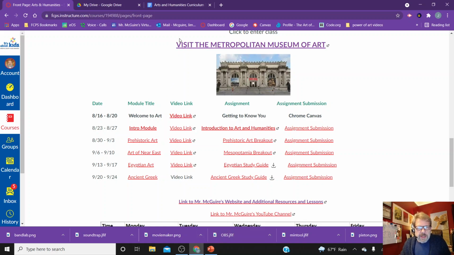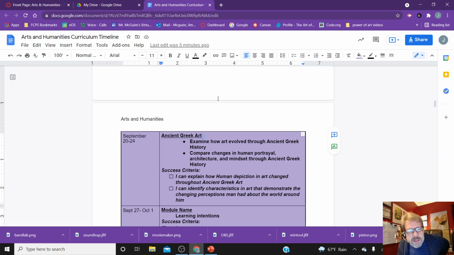Today we're going to start by taking a look first at the curriculum that we are going to be addressing today. Our success criteria is we're going to be able to explain how human depiction and art changed throughout ancient Greek art. We're looking specifically today at the geometric period, the archaic period. We're going to look at how it changed from those Egyptian sort of very rigid figures to more naturalistic figures with the ancient Greeks. We're going to compare those changes in human portrayal.